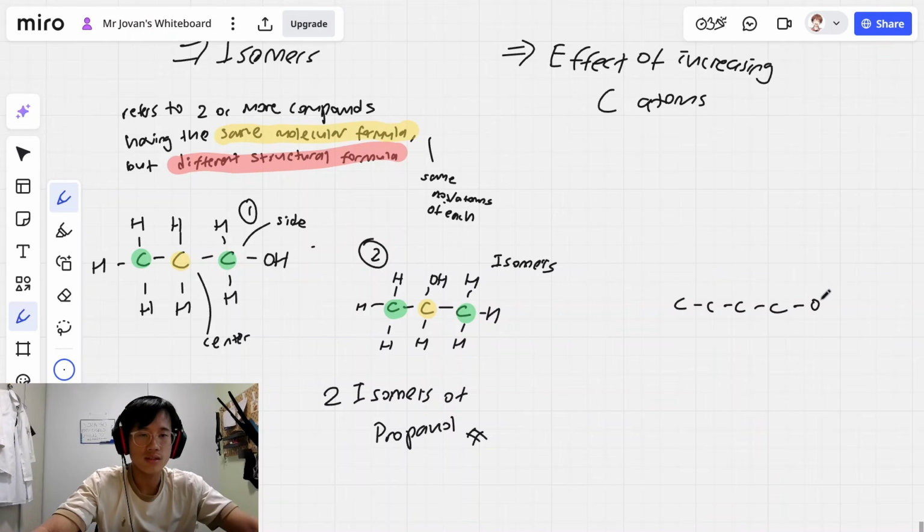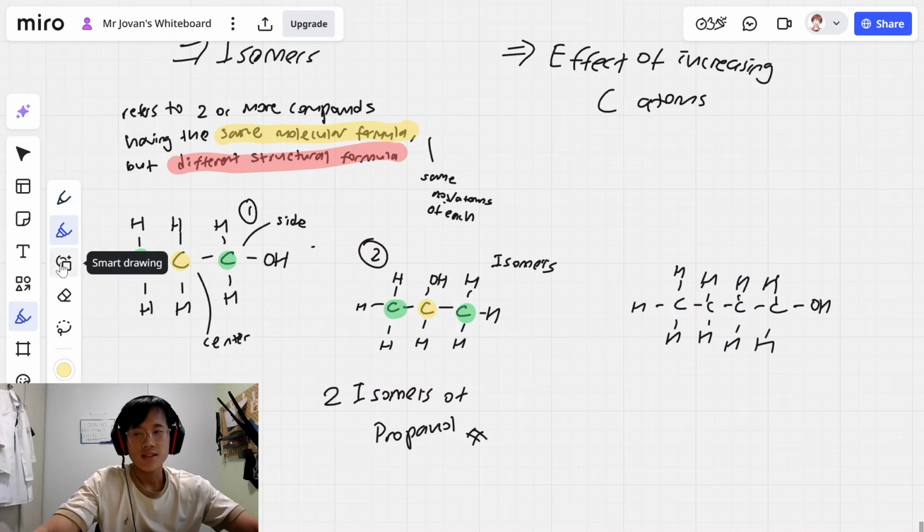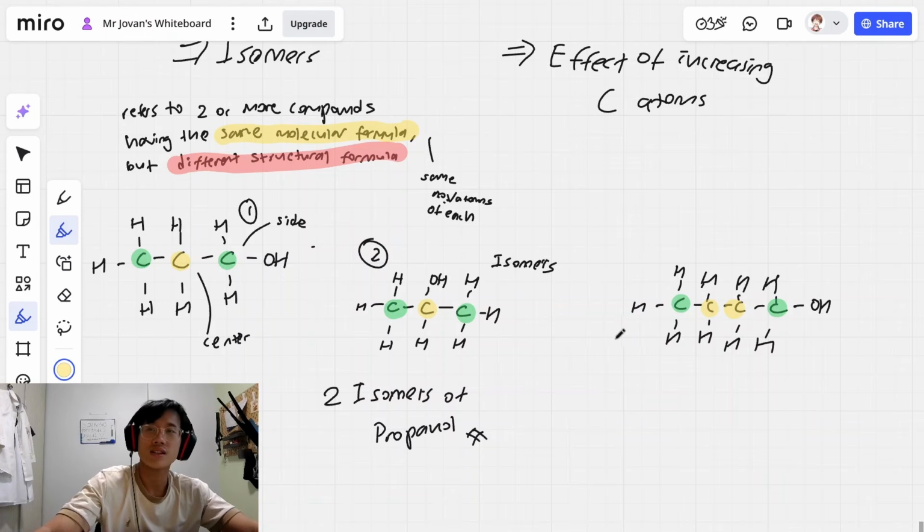So this is butanol. Help me label the center carbons and the side carbons. Obviously this is the side. Wait, now there are 2 in the middle. So I'm going to label both of them as middle carbons. Why are both of them middle carbons?